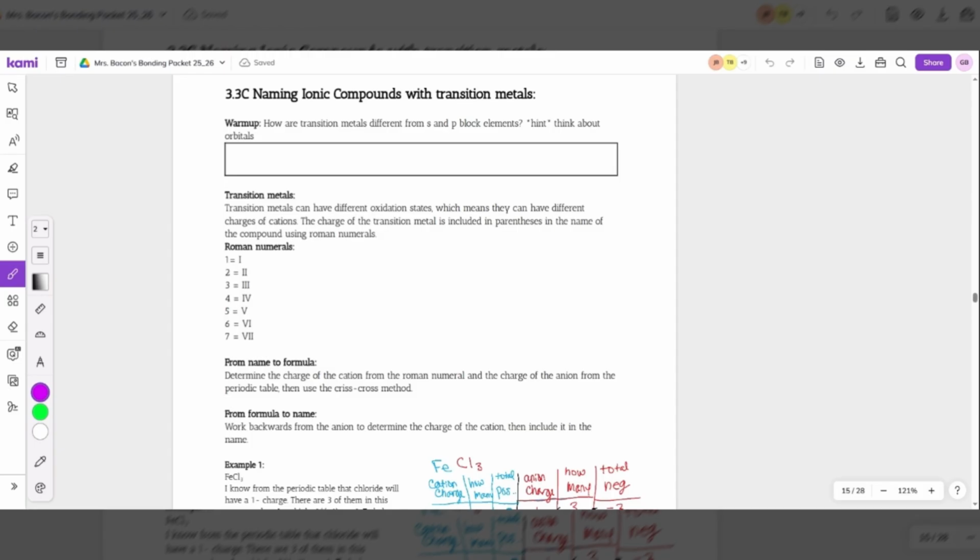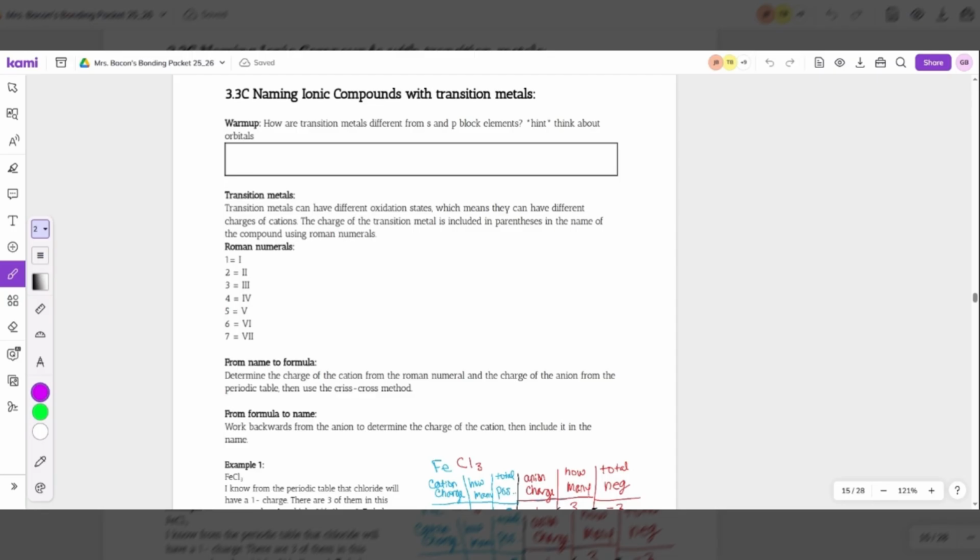So first, I want you to think through how are transition metals different from S and P block elements, and I want you to think about their orbitals. So what I'd like you to do is pause the video here, think through this for a second, and think, wait, what even are transition metals? We keep skipping them. What's different about them? Pause the video, go ahead and put your answer, and then I'll go through it in just a moment.